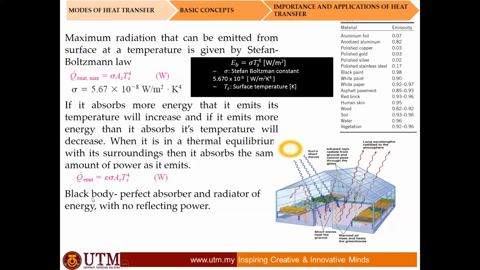In general, a black body is a perfect absorber and a perfect radiator of energy with no reflecting power. A black body is an opaque body which can absorb 100% of radiation and emit 100% of radiation.